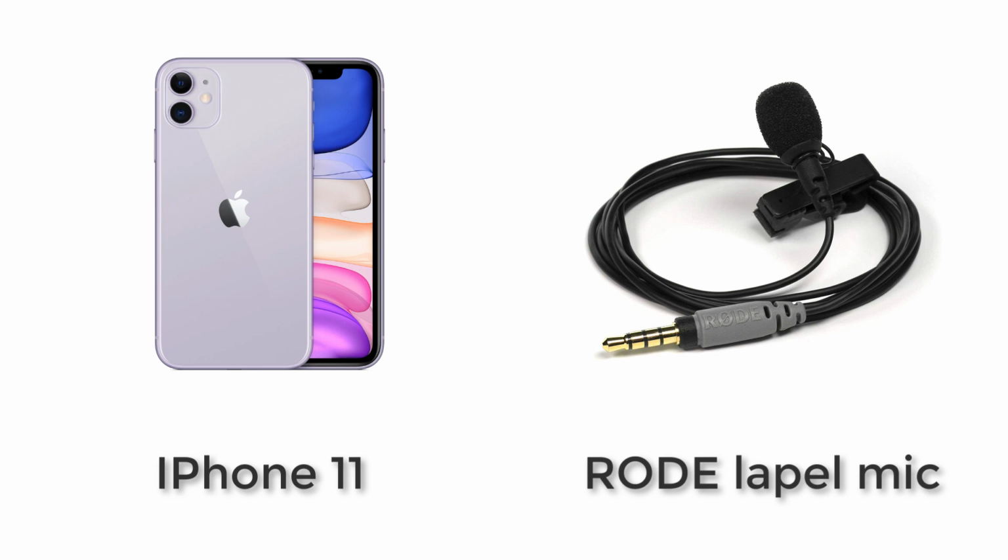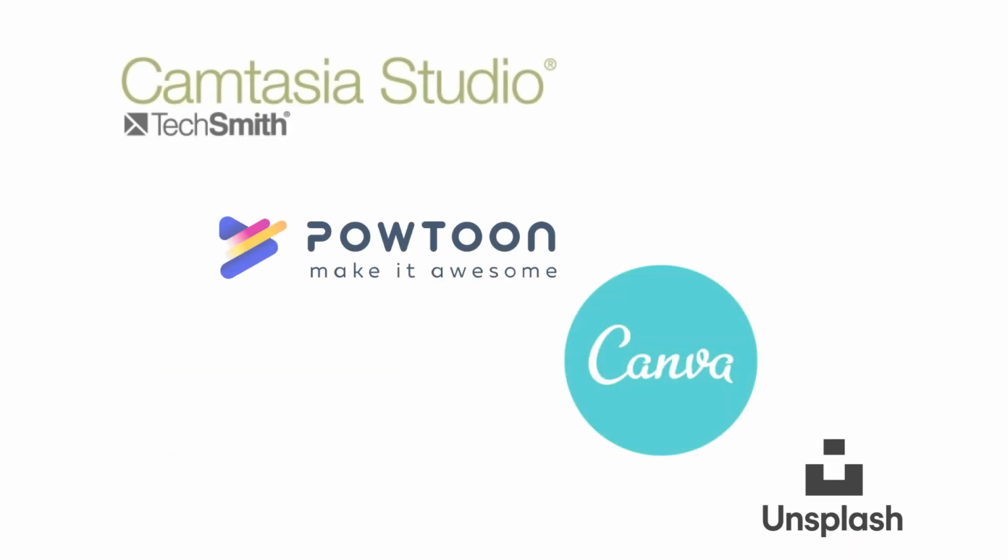Devices that I have are my smartphone and a lapel mic from Rode. This is not the most expensive mic, it's not even professional, but it's efficient. Audio needs to be good quality, but you can get by using this kind of a mic. Then I use Camtasia for video editing and Powtoon for animations, Canva for thumbnails and Unsplash.com for free images. All of these are super simple to use.